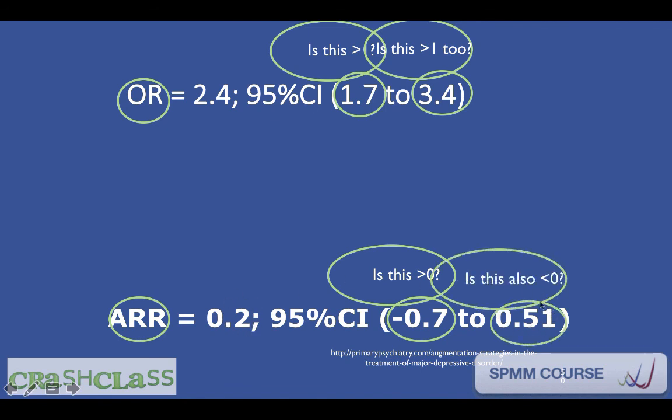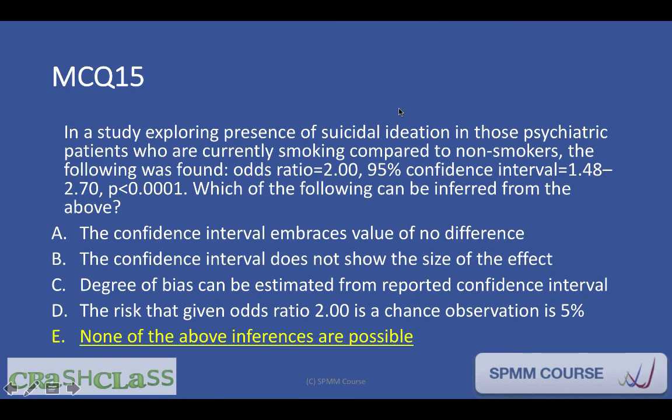Let's see. Is this less than 0? 0.51? No. 0.51 is greater than 0. Minus 0.7 is less than 0. Okay, so these are not in harmony. These are not consistent. The lower limit and upper limit are not consistently on the same side of 0. So now we call this an insignificant result. So this is insignificant, this is significant. Okay, so that's how we interpret confidence intervals. So the answer for MCQ 15 is the last one. None of the above inferences are possible because all of these are wrong.